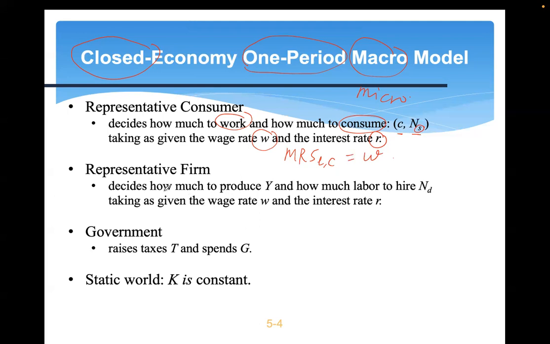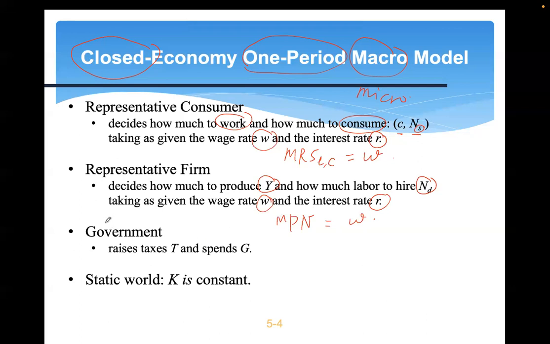Now look at the representative firm. The firm decides how much to produce, so they decide how much labor to demand. Similarly, they take the wage and interest rate as given. Those are prices, and they take them as given. And as we have studied, in equilibrium, they choose the marginal productivity of labor equal to the wage.